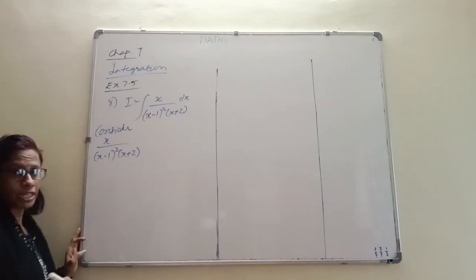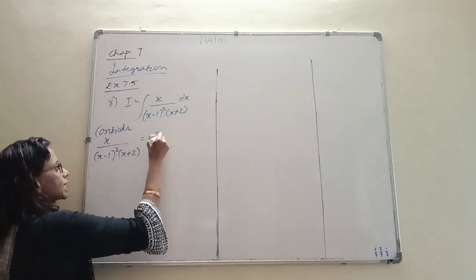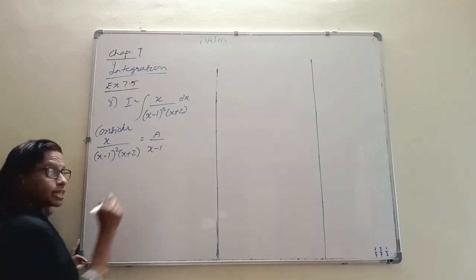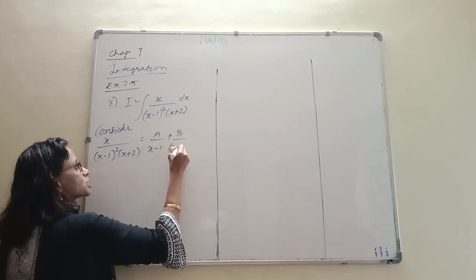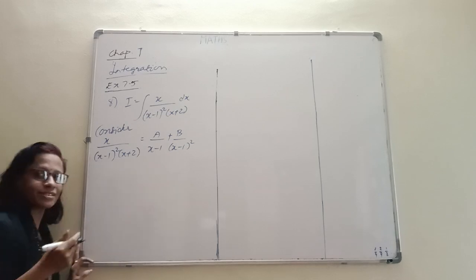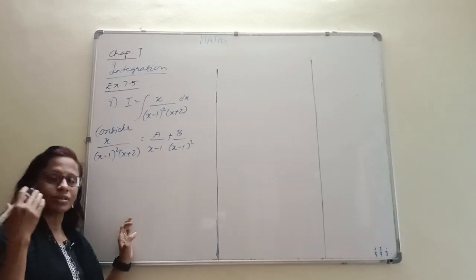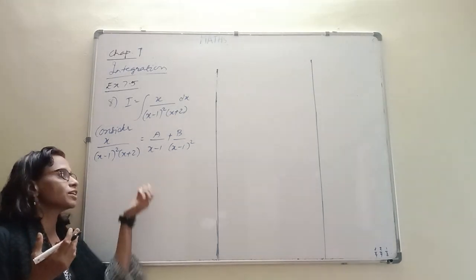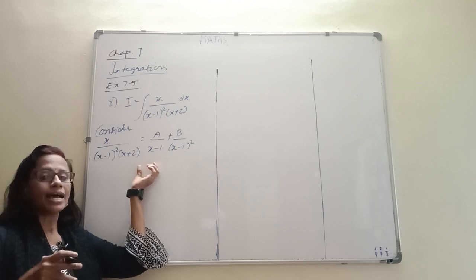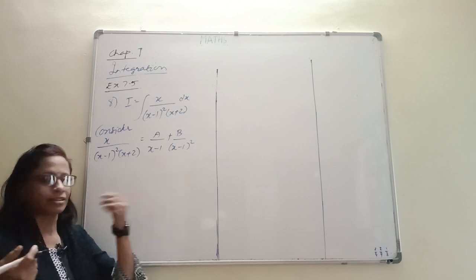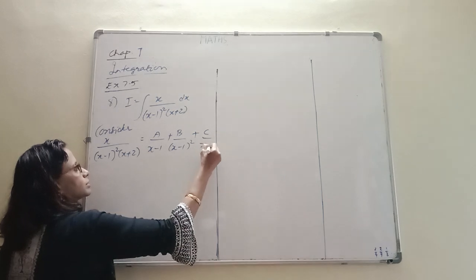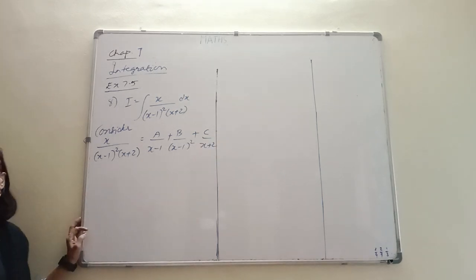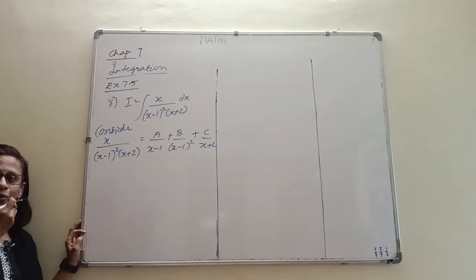Whenever we have problems like this, we make a substitution a over x minus 1, that is one factor. Then you take b over x minus 1 the whole square. Because it's a repeated factor, first time you will take it just once, and second time you will take it with a square, and then c of course will be the third factor. So this is how we make a substitution if you have a repeated linear factor in the denominator.